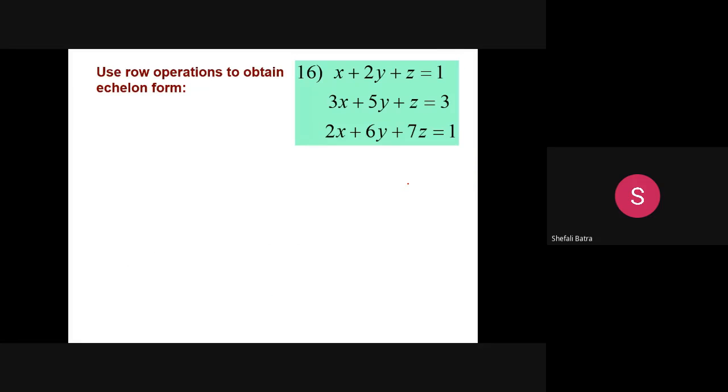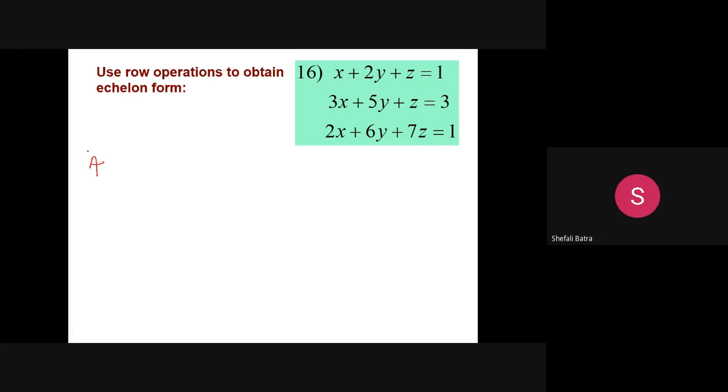So, note down this question. x plus 2y plus z is equal to 1, 3x plus 5y plus z is equal to 3, and 2x plus 6y plus 7z is equal to 1. Solve the system of linear equations using rank. Okay, this is your homework. You will do it. I'll give you the hint.